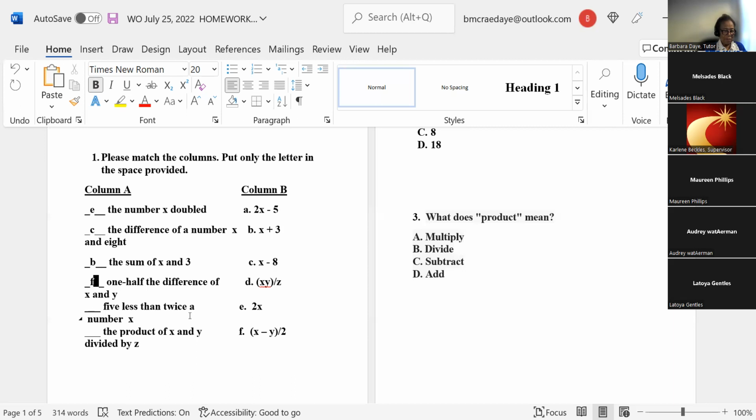5 less than twice a number X. So it's going to be A, 2X minus 5. 5 subtracted from 2 times a number X. All right, so that's A. And the last one. The product of X and Y divided by Z. So the answer is D, X and Y in the parentheses and divide by Z. X and Y is a product, X times Y, and you're dividing that by Z.